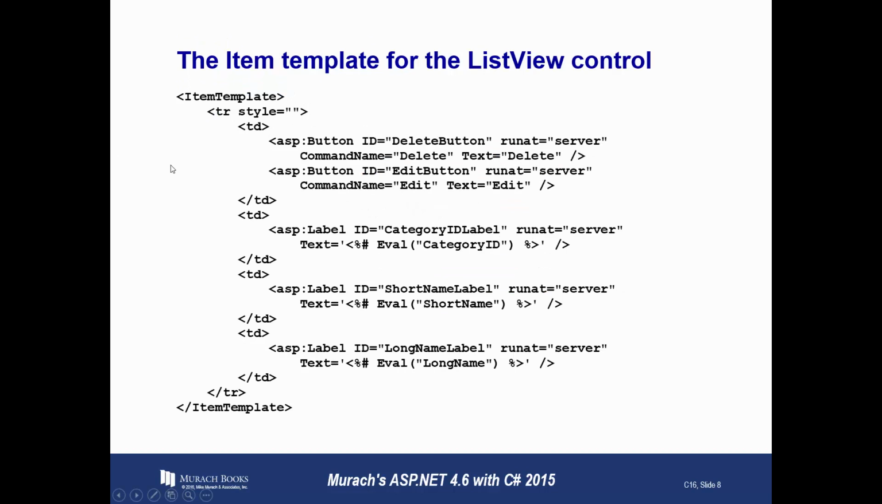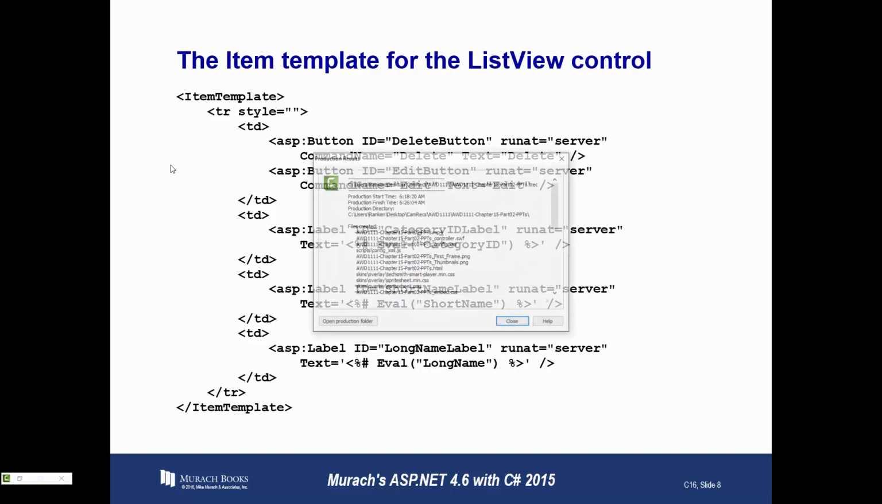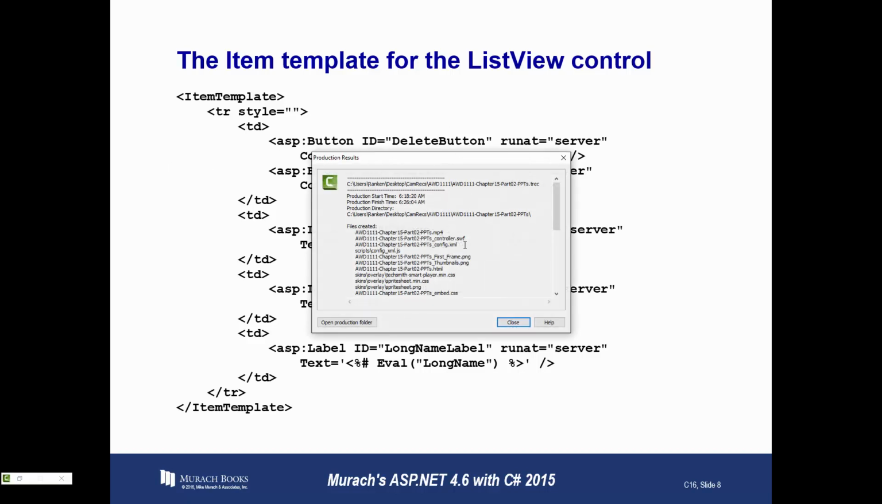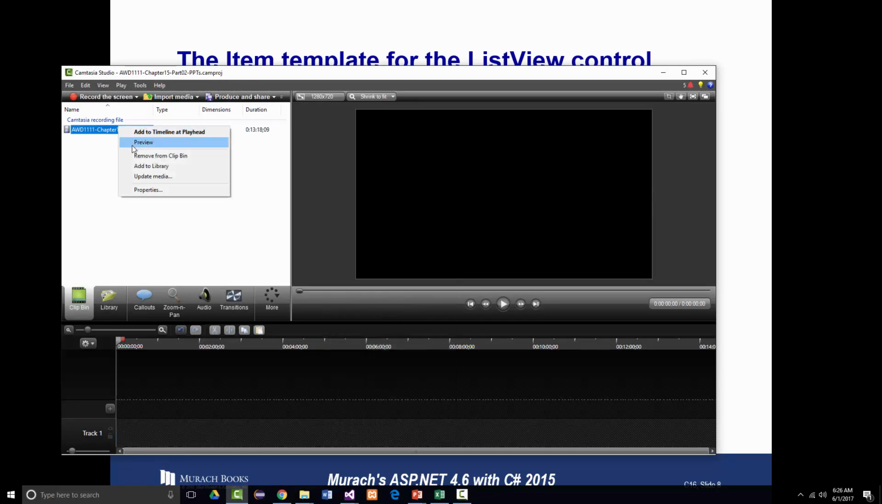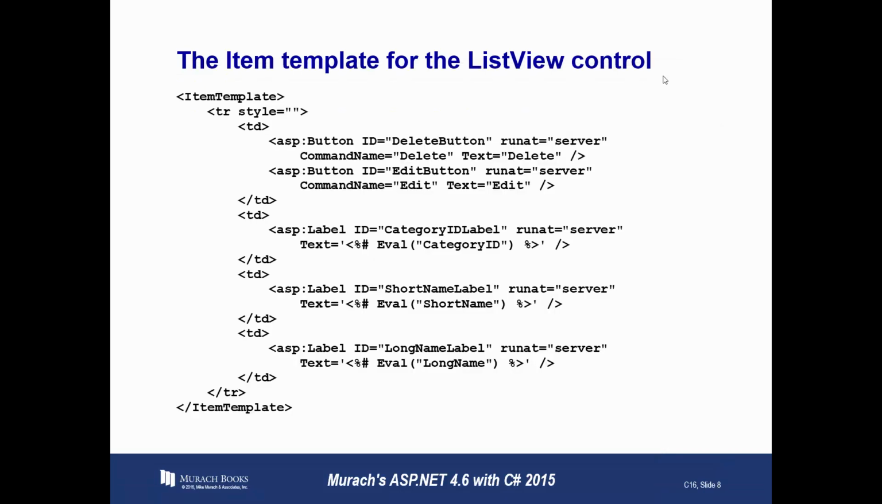As far as working with this, you use the item template to define how the items from a data source are displayed. In this particular example, the item template that was generated, the first thing you should notice here is that this template contains a single TR element. So everything is put in one row.